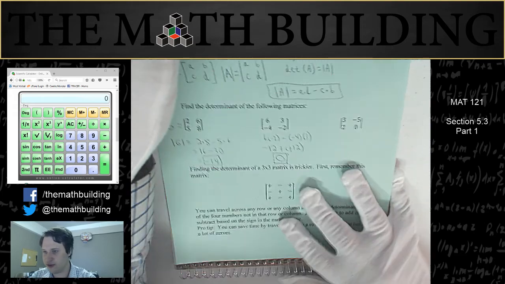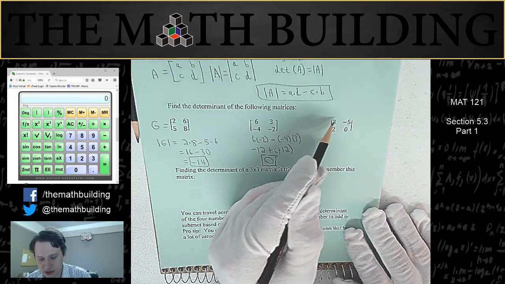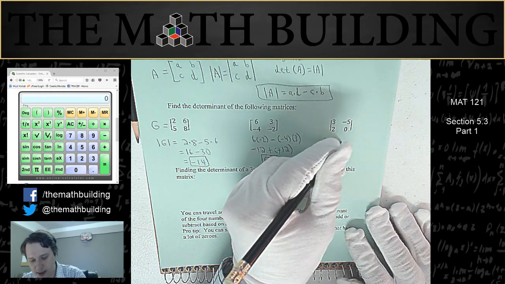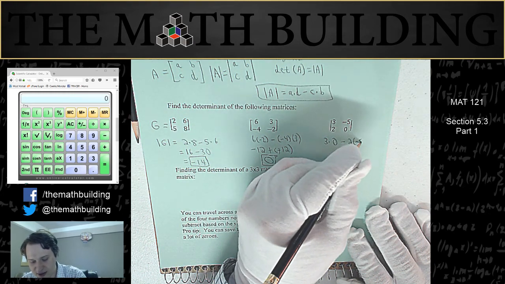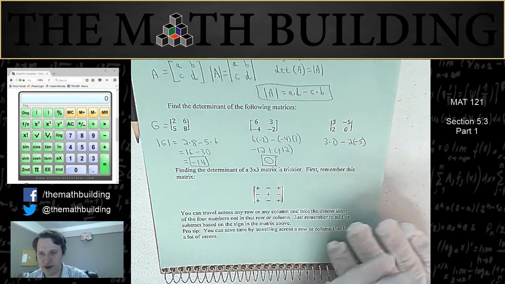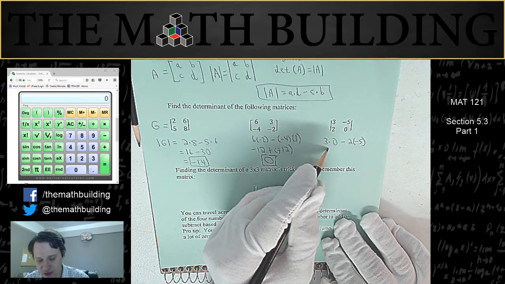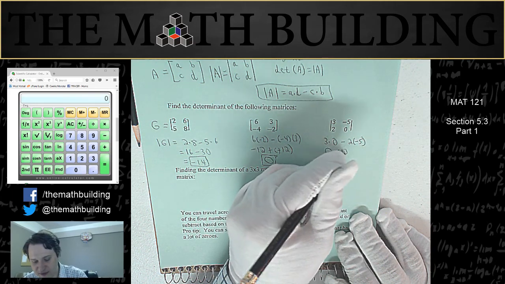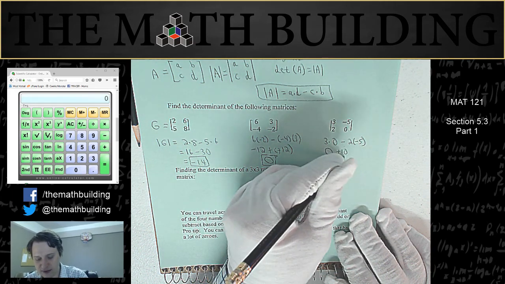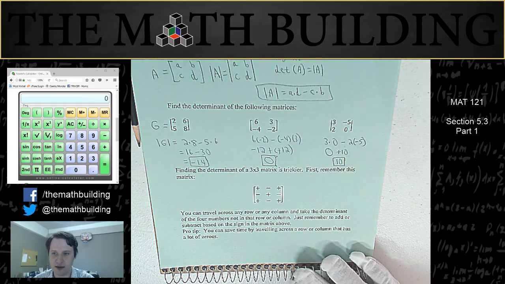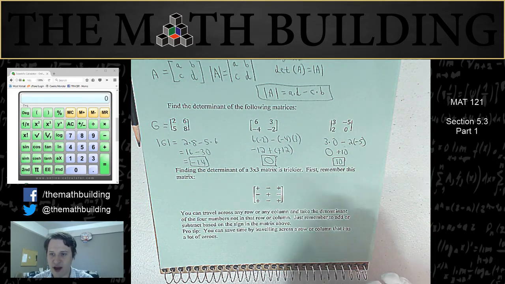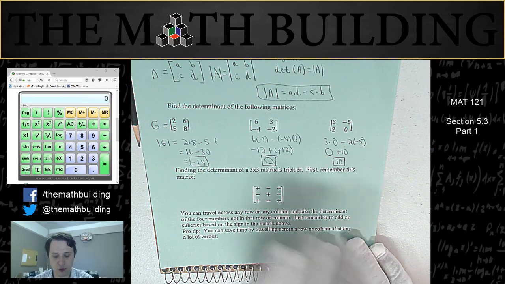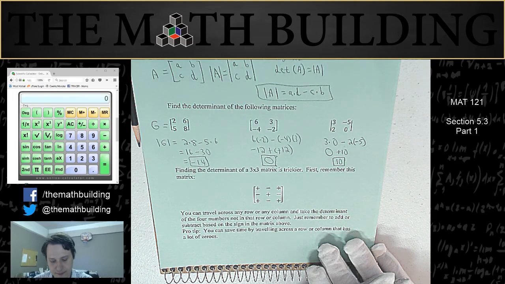All right, let's do this third example. This times this minus this times this. So 3 times 0 minus 2 times negative 5. Here's where you need to be careful with your negative signs. 3 times 0 is 0. Negative 2 times negative 5 is positive 10. So the determinant of that matrix is just 10. Finding the determinant of a 2 by 2 matrix is pretty straightforward if you're just careful with order of operations and your negative signs.